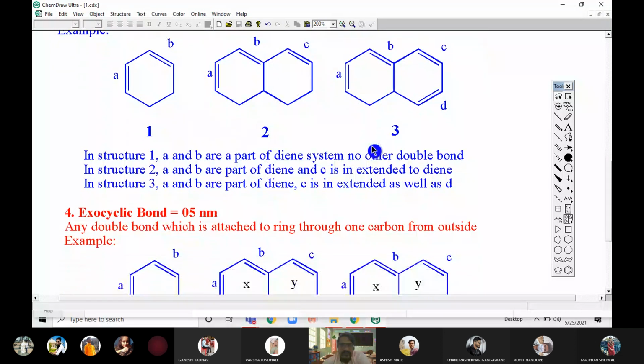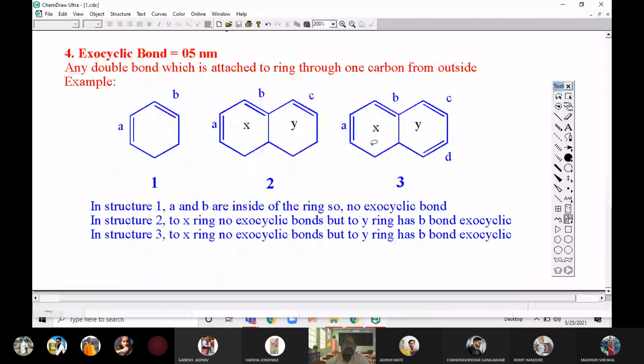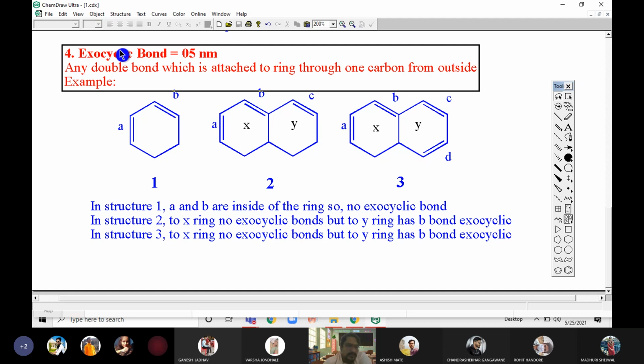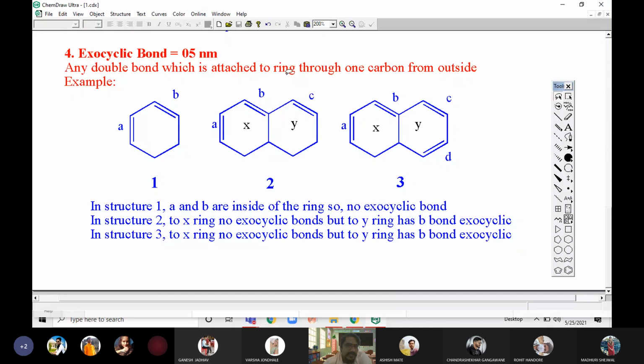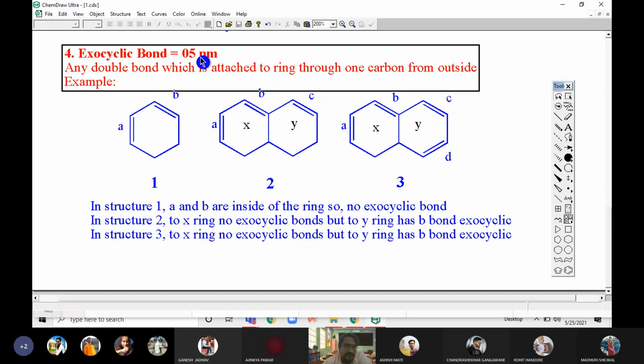Now the next is to find the exocyclic bond. See, this word exocyclic itself gives a clear idea about what type of bond it is, right? Exocyclic means any double bond which is attached to the ring through one carbon from outside. Similar examples are given here. For the first structure, A and B are inside the ring, so there is no bond present from outside, so there will be no exocyclic bond, and we have to add 0 nanometer.